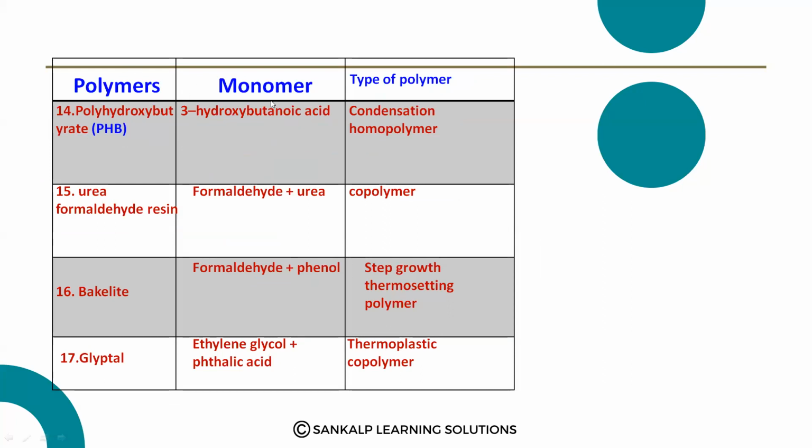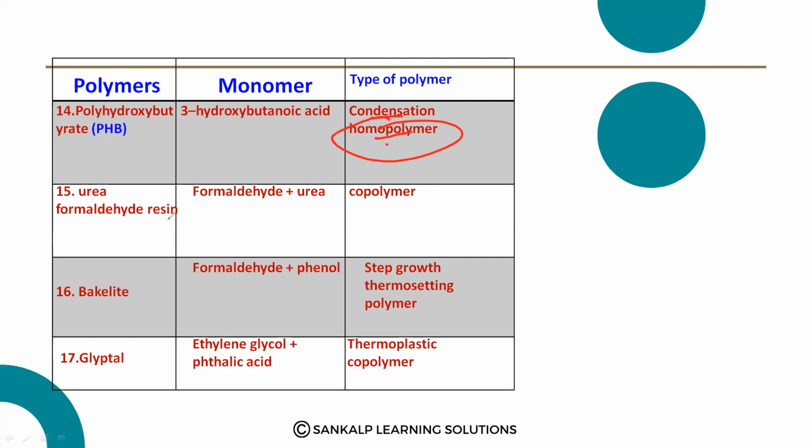Please remember the monomers. Next polymer is polyhydroxybutyrate, that is PHB. So the monomer used is 3-hydroxybutanoic acid. The type of polymer is condensation homopolymer. So what is the type of condensation? It is a condensation homopolymer, so only one type of monomer is involved.